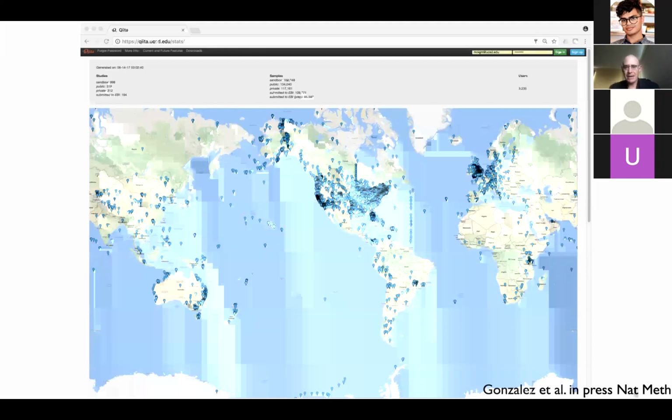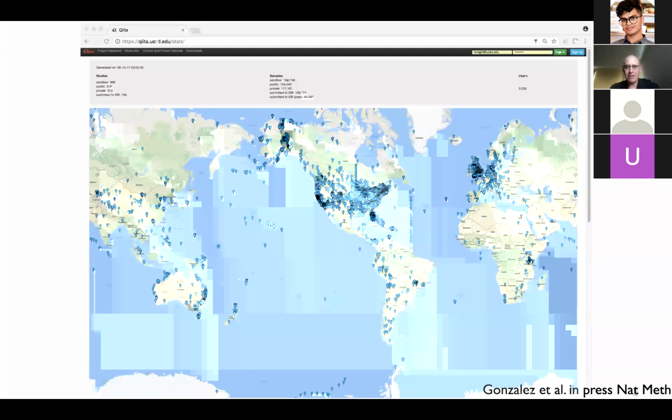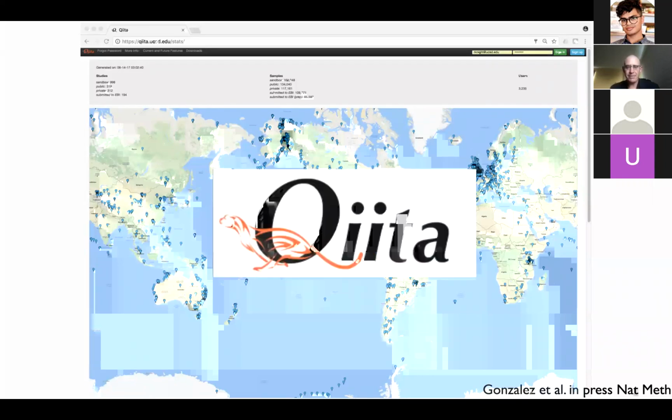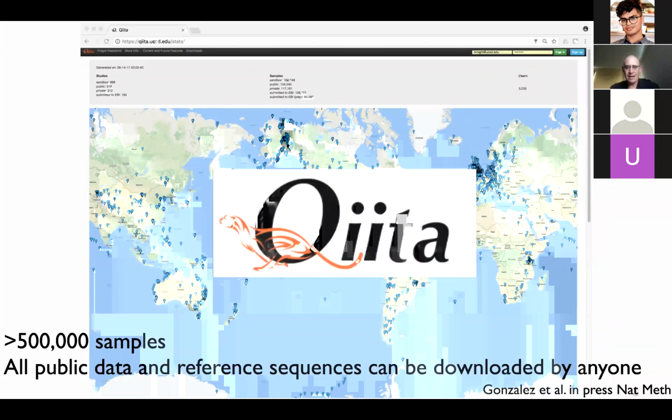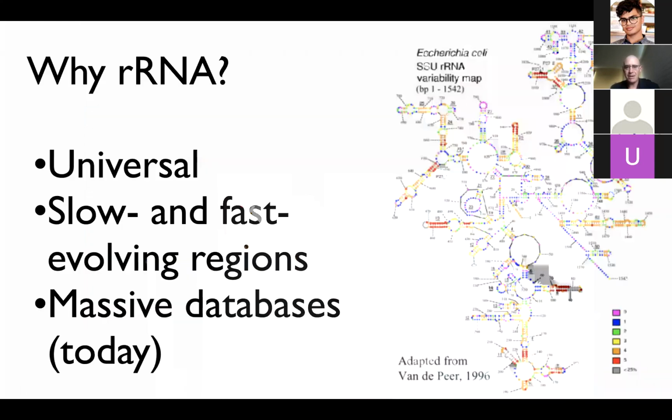And to do this, we rely on a database called Qiita. This is published now in Nature Methods, but now spans hundreds of thousands of samples from around the world. And this is just showing you a map of all those samples. So this is a large infrastructure that we've created here at UCSD, where all of the public data and reference sequences can be downloaded by anybody.